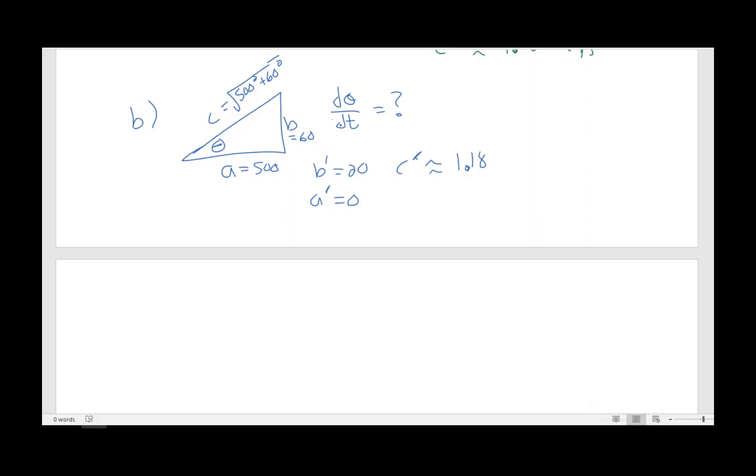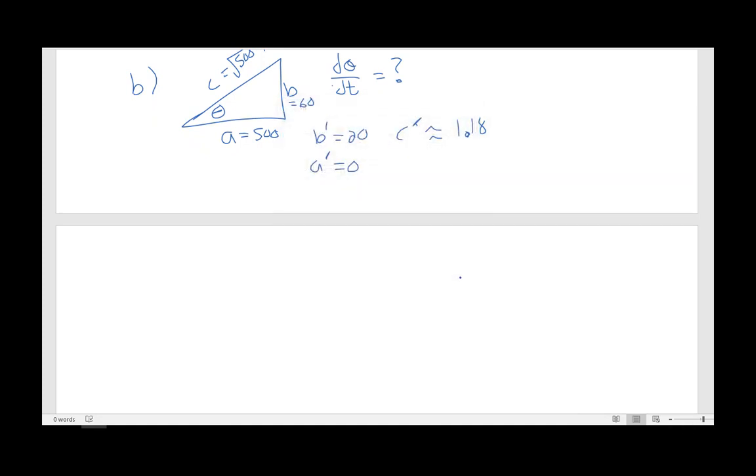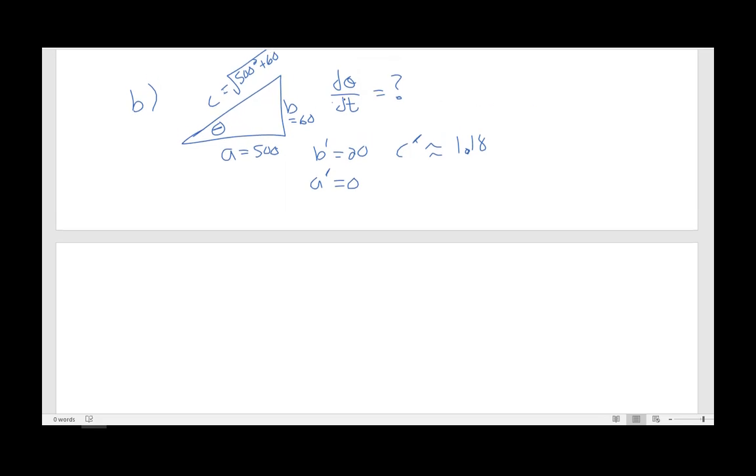Now, if I'm going to find d theta dt, obviously I'm going to have to use some type of trig function. So I could use cosine of theta being A over C. I could use sine of theta being B over C. I'm going to use sine of theta as B over C, just because I can. All right, so I'm going to use sine of theta. I'm going to involve the equation sine of theta equals B over C. Now what I want is d theta dt. So I'm going to differentiate with respect to time both sides of my equation.